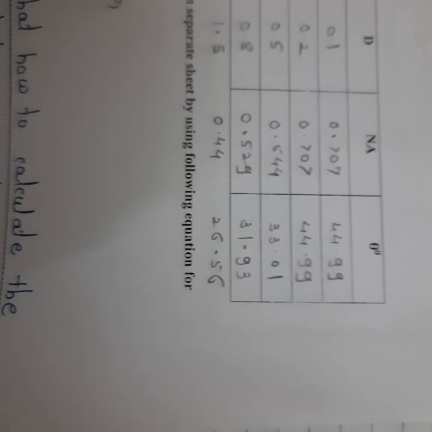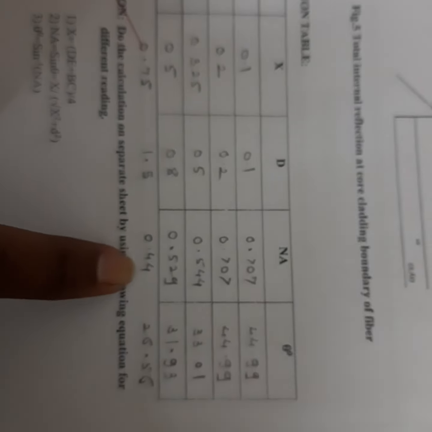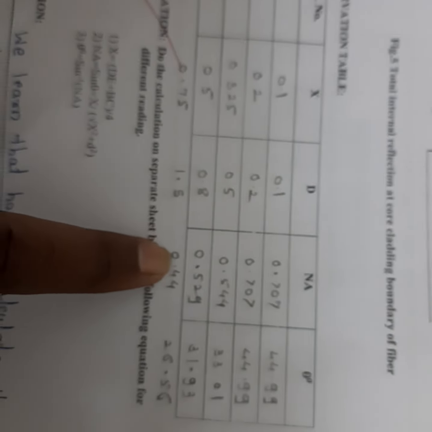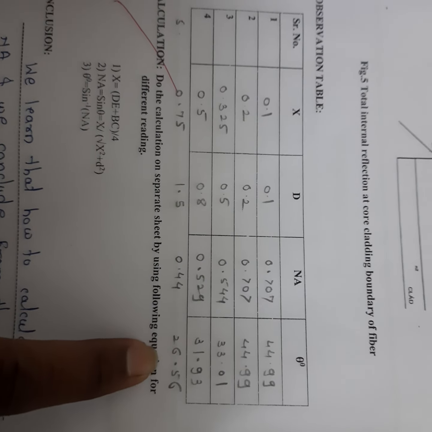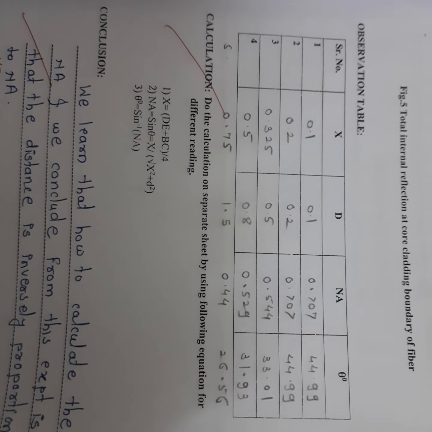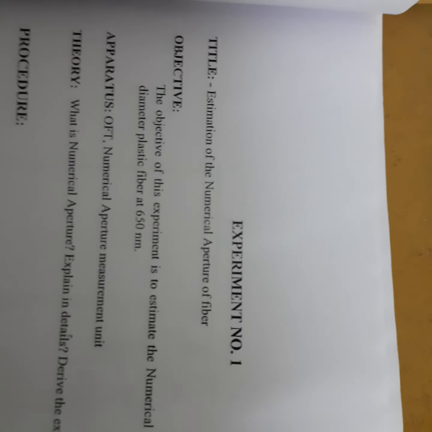After completing the observation table, you can see that we have calculated NA for different positions. So we can calculate the average NA also. By taking the average of all these NAs, we can calculate the average numerical aperture for the given fiber, plus we can calculate the average acceptance angle for this fiber. So this is the required part that comes under this practical, whose objective is numerical aperture measurement of the fiber.